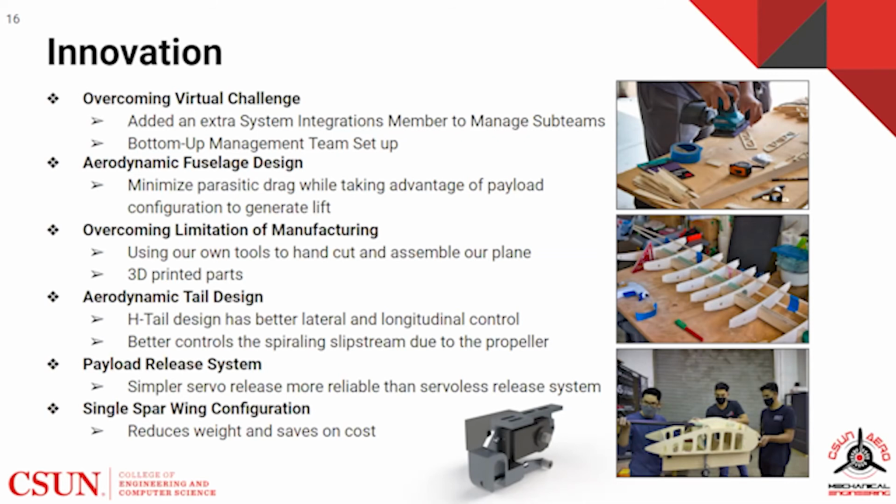Our tail design differentiates from previous aero teams by having better lateral and longitudinal control, along with better controls due to the spiraling slipstream from the propeller. Avionics implemented an all-silver release system due to previous teams having unreliable servo release systems. And finally, having a single spar wing configuration helped reduce weight and cost without compromising structural integrity.